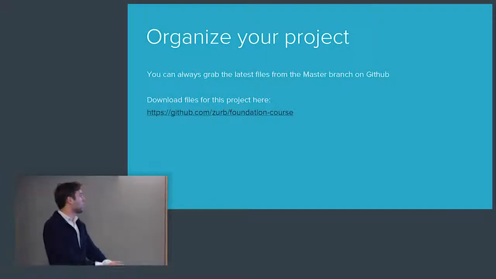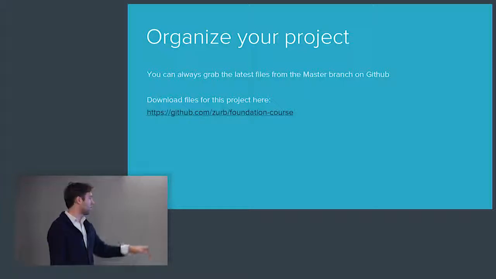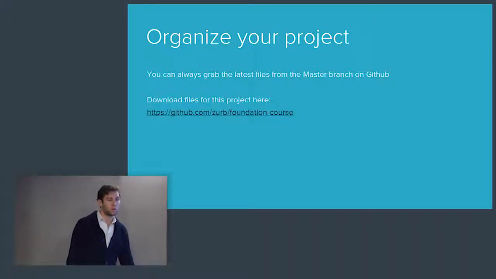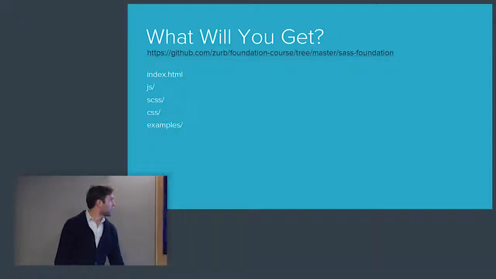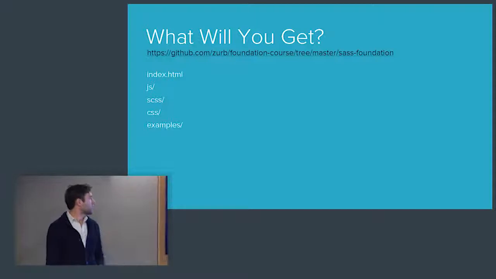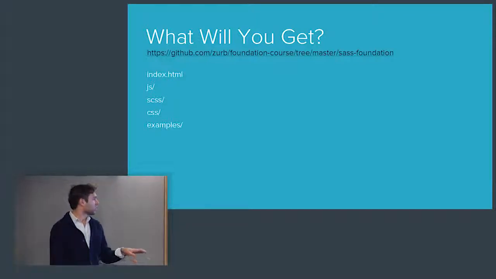All right, so you can organize your project however you want. There is a basic GitHub repo up on GitHub for the Foundation course, and you can download the projects at this URL. I'm going to send out the slides later as well, so you can always check it out. In the Foundation course repo, you'll get the index, JavaScript, SCSS, CSS directory, and also an examples directory. I'm going to show several small examples of how to mock up different components of Foundation with SCSS, and those are included in this directory as well, so you can poke at them and see how they work.